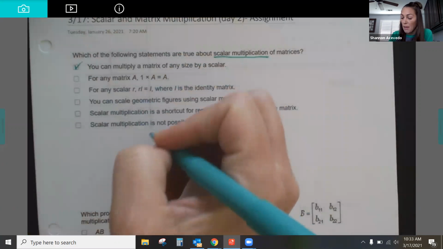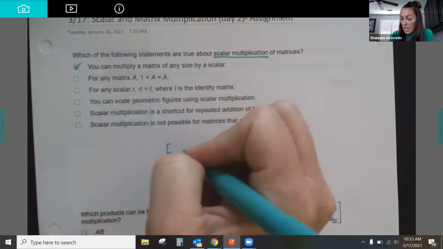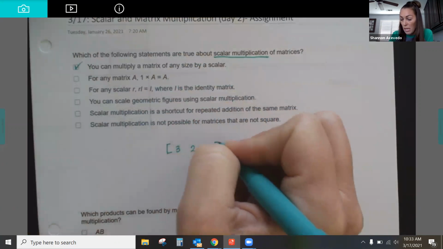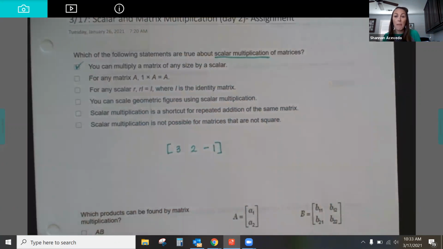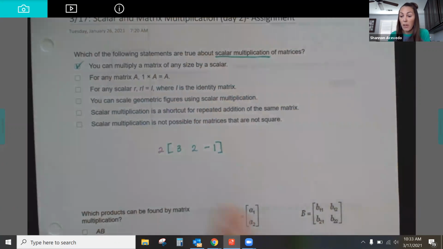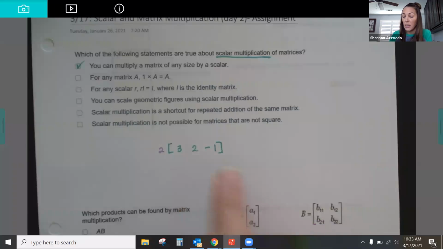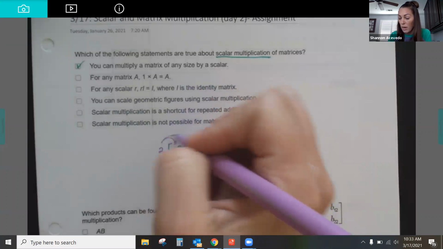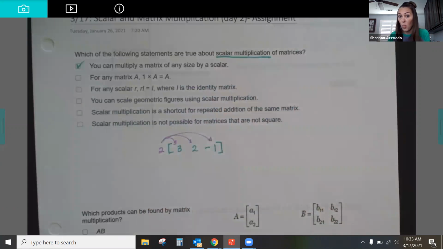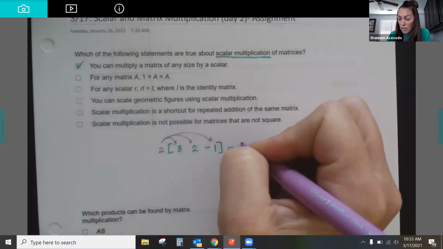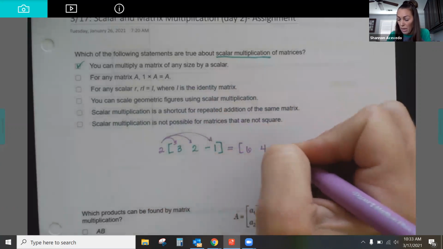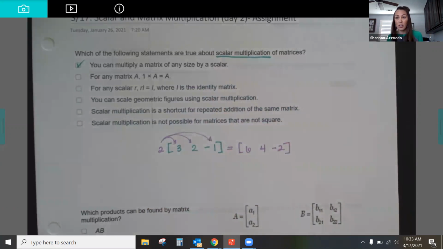That is absolutely true. What that means is if I have some matrix, let's say 3, 2, -1, and I multiply by a scalar, some number out in front, some coefficient such as 2. Remember, if it's 2 times this matrix, then it's 2 times every one of these elements, and they stay in order. So if I multiply that out, this would be 6, 4, and -2. And I could do that for any size or shape. It could be a 3 by 2, a 5 by 5. It does not matter, but that would be true.